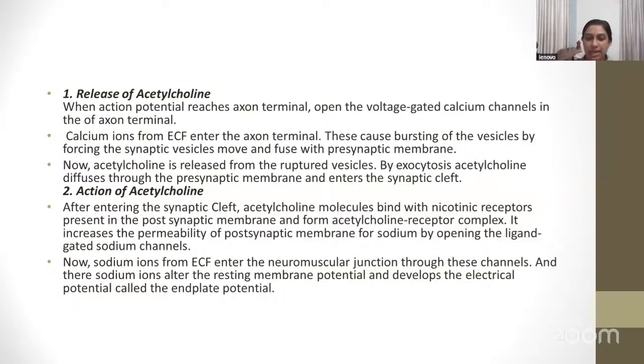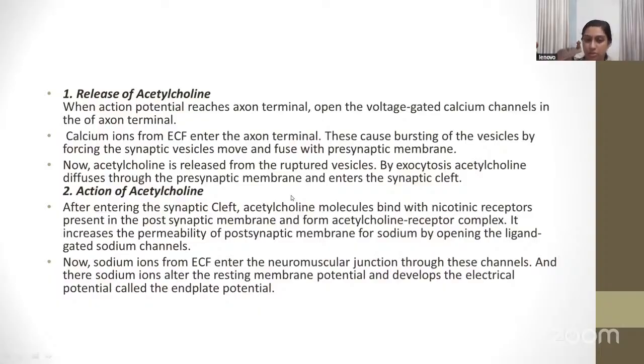Next is the action of the acetylcholine. So what's the action of acetylcholine? It's a chemical signal. This chemical signal has to be converted to an electrical signal in order to pass the information, in order to get transmitted via the neurons. Okay, after entering the synaptic cleft, the acetylcholine molecule binds with the nicotinic receptors that are present in the postsynaptic membrane. That's part of the muscle end plate.